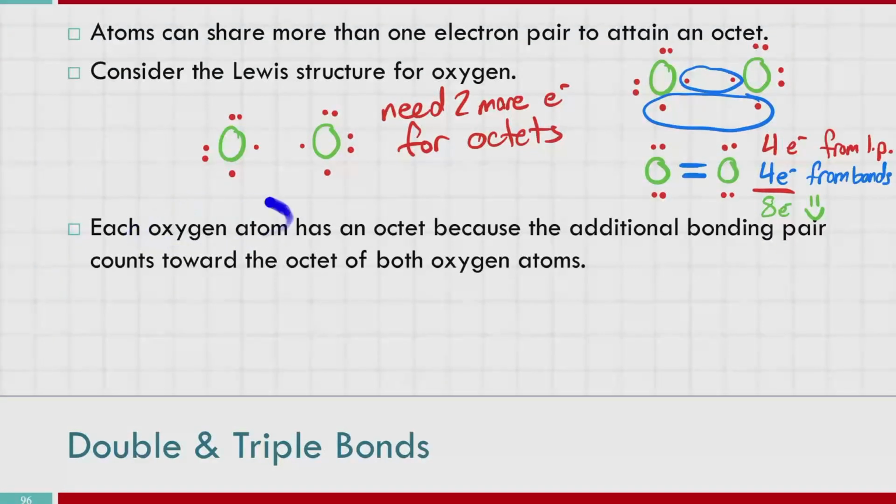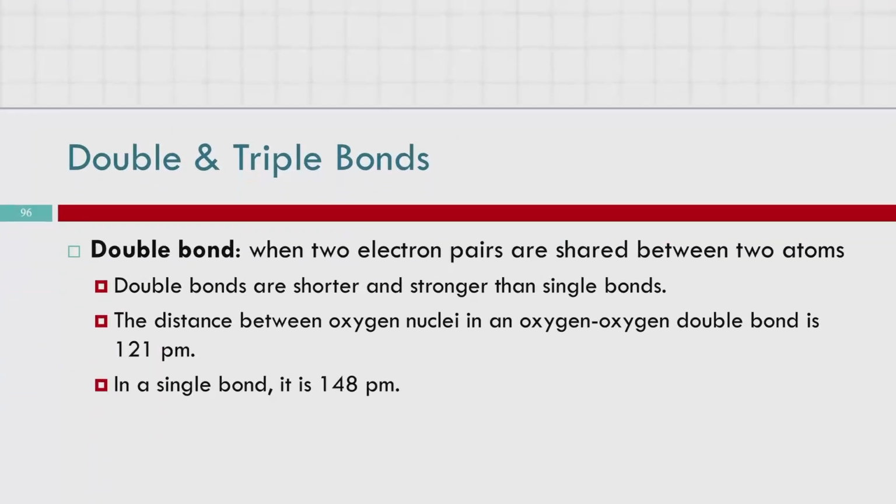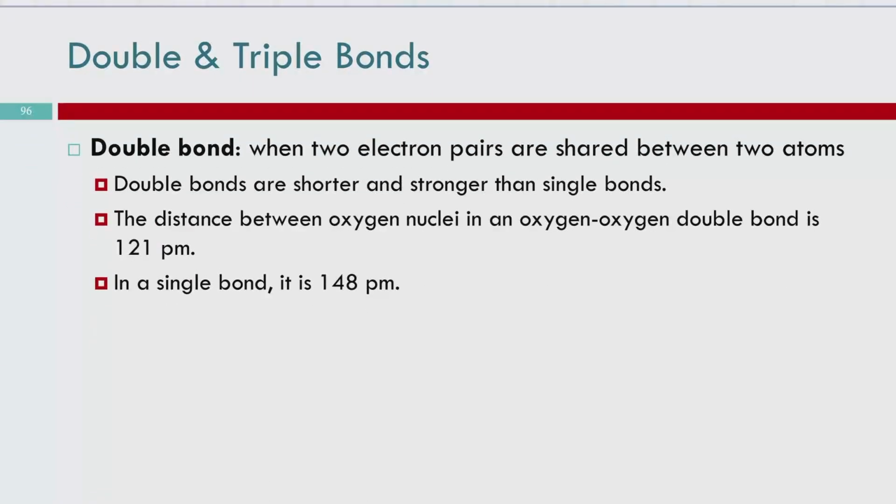Okay, so each oxygen atom has an octet because the additional bonding pair, the second bond, counts towards the octet of both oxygen atoms. Each of these lines represents 2 electrons, 2 times 2, 4 electrons in the bonds, and they're happy. So we've got a double bond, 2 electron pairs, pairs of course being 2 electrons. These are shared just between 2 atoms. Double bonds, as you might expect, are shorter and stronger than single bonds.